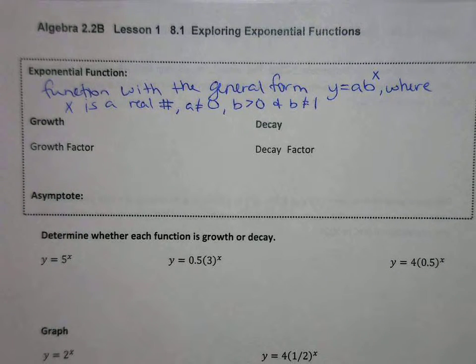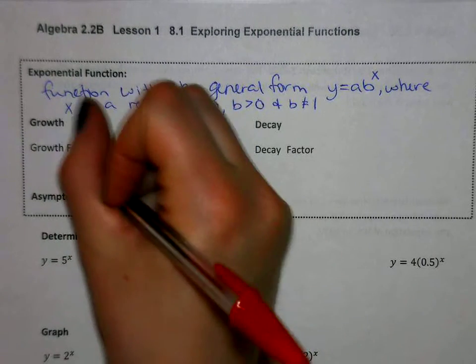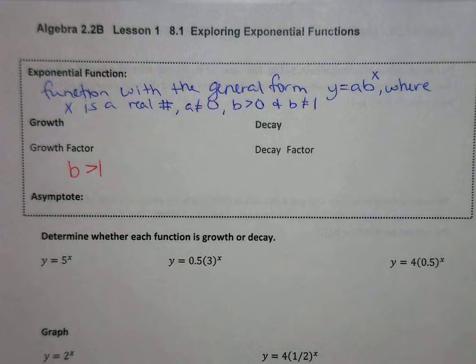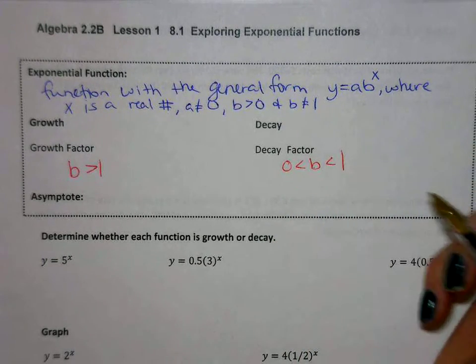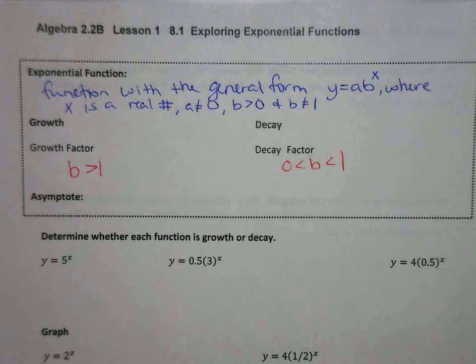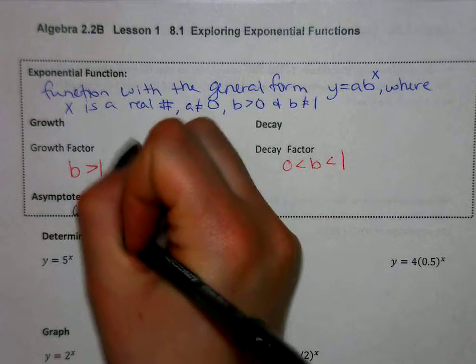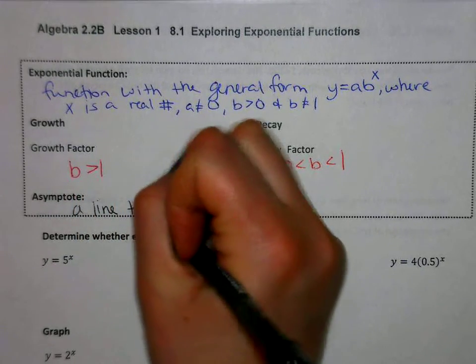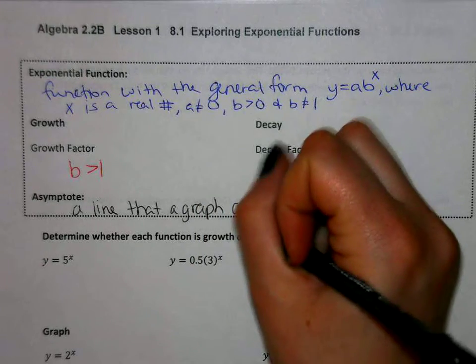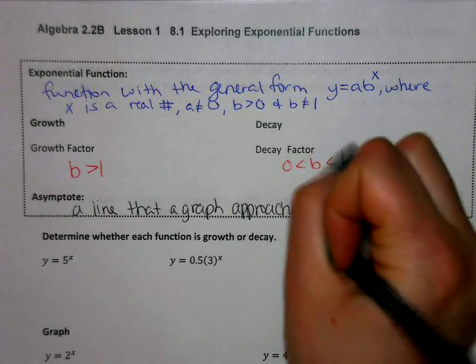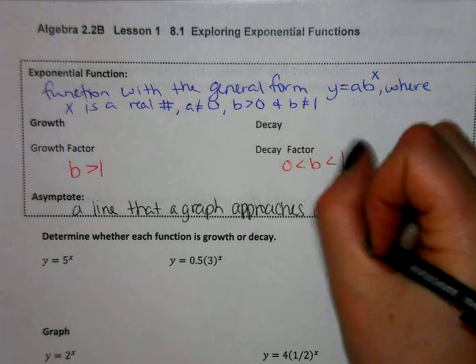So a growth factor is when the value of b is greater than 1, and a decay factor is when the value of b is bigger than 0 but less than 1. And an asymptote is a line that a graph approaches as x or y increases.